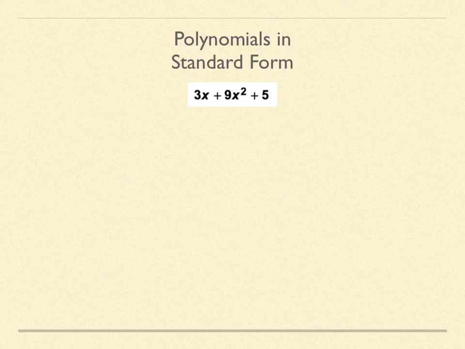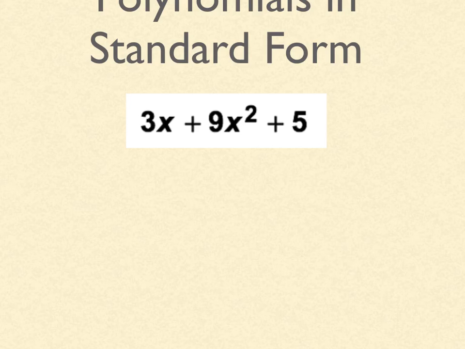Okay, so the first thing we're going to do is rewrite the polynomial into standard form. So standard form, we start with the largest x term and then just go down from there. So what's our largest x term that we have here? Well, we're looking at the x squared part. So 9x squared would be our biggest x term.